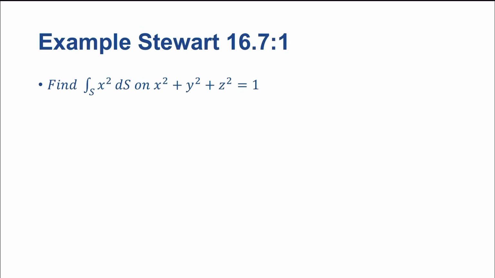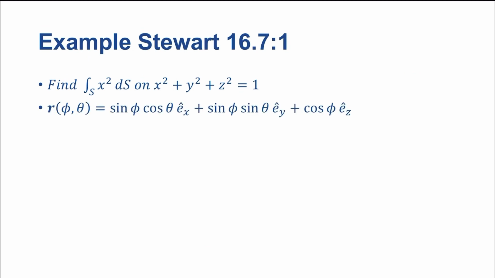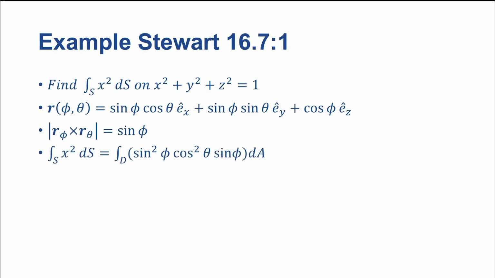So we have a sphere, so the obvious good choice of coordinate systems would be the spherical coordinates. So thus we can define that r of theta and phi, or r of phi and theta, is equal to sine phi cosine theta e sub x plus sine phi sine theta e sub y plus cosine phi e sub z. So what we do from here is we take that cross product, but we did that in a previous example and we get sine phi. Now what we need to do is plug it into the integral.